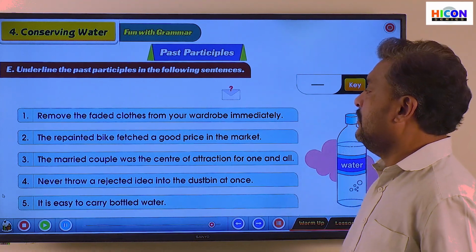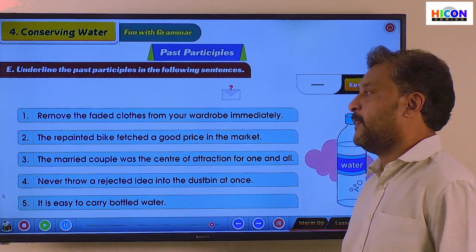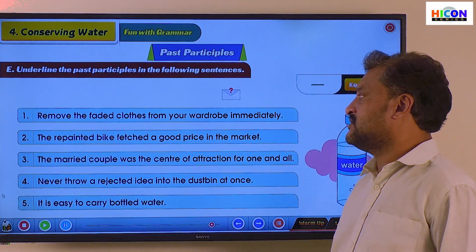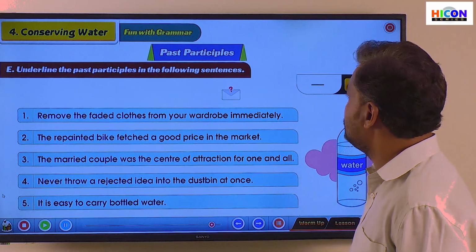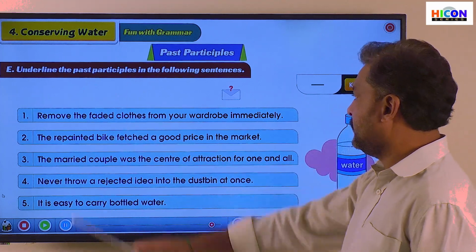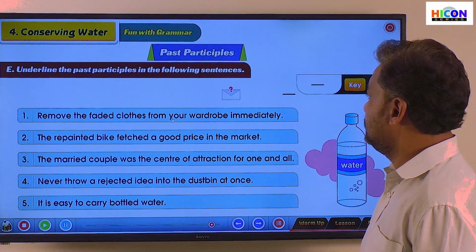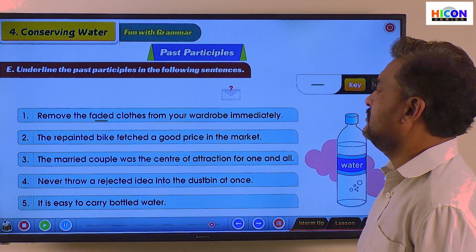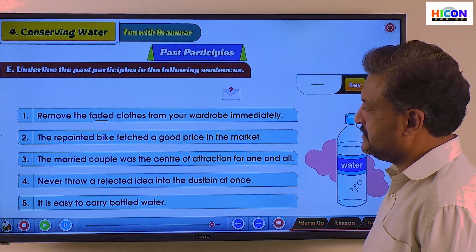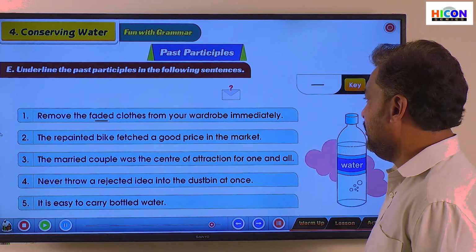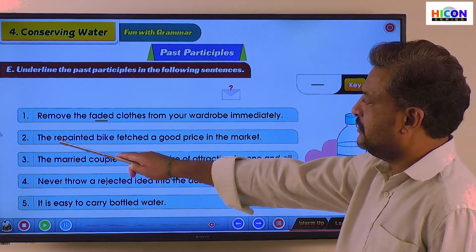So the first one, remove the faded clothes from your wardrobe immediately. So what is the past participle verb used in that? Faded, right? So we need to draw a line under that. Yes. Done. The repainted bike fetched a good price in the market. Repainted.